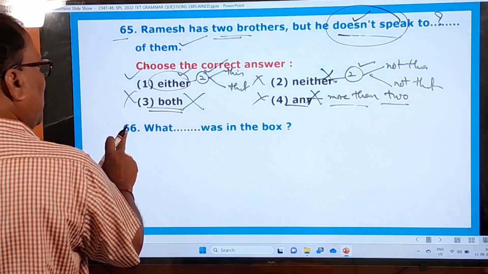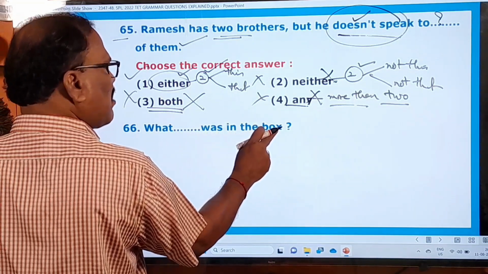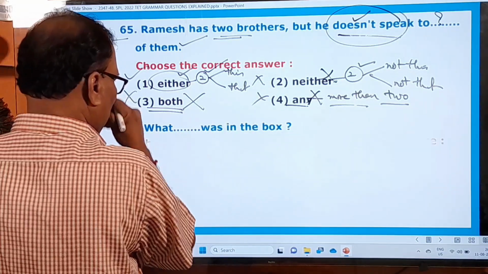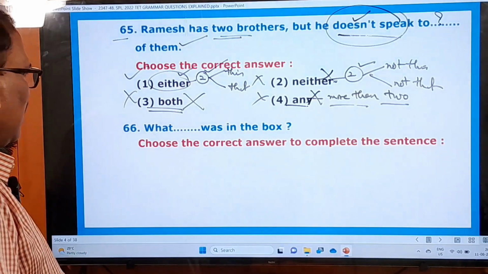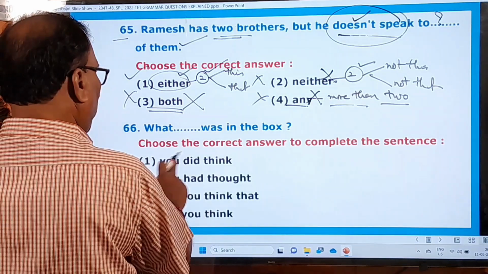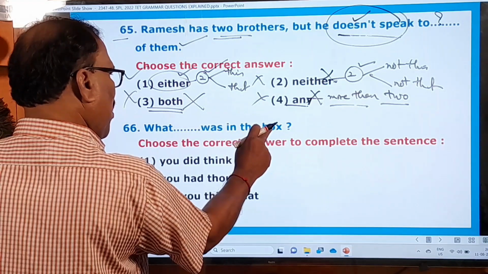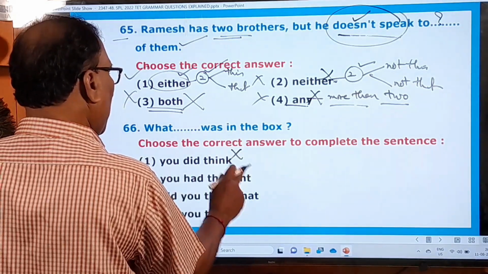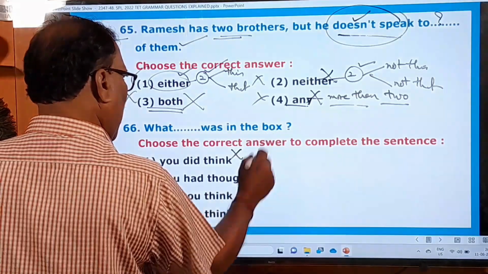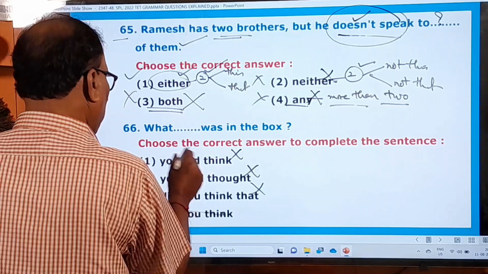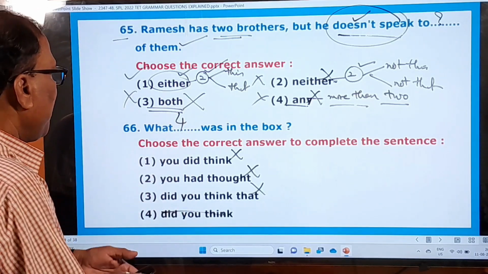The 66th one. What dash was in the box? It's a question. Choose the correct answer to complete the sentence. The options: What you did think was in the box? Wrong. What you had thought was in the box? Wrong. What did you think that was in the box? Wrong. What did you think was in the box? This fourth one is the right one, because it's a question.